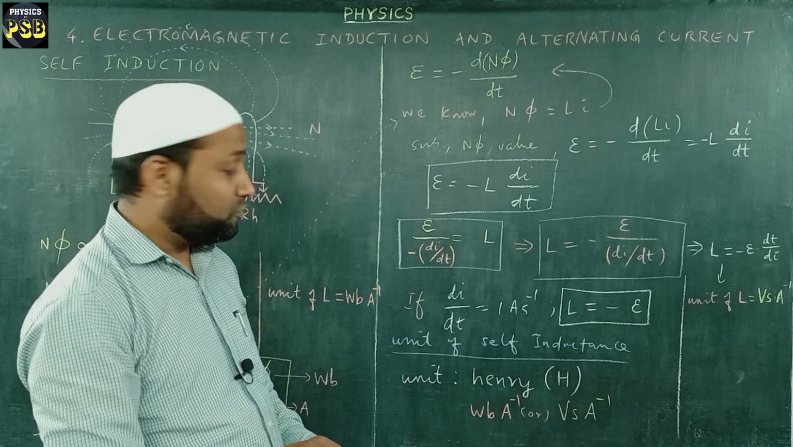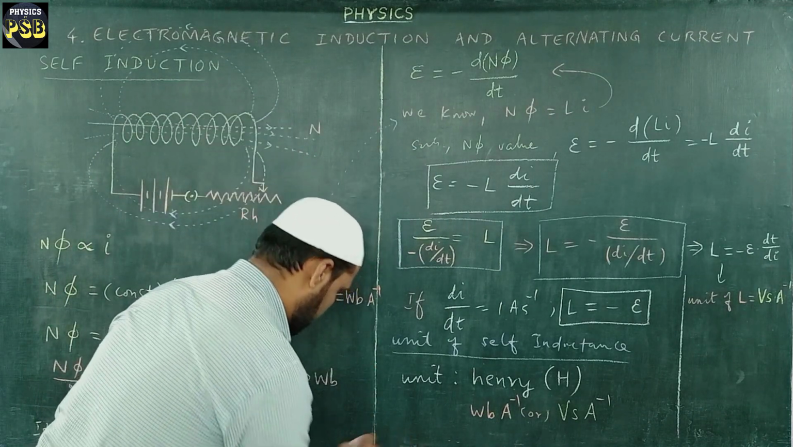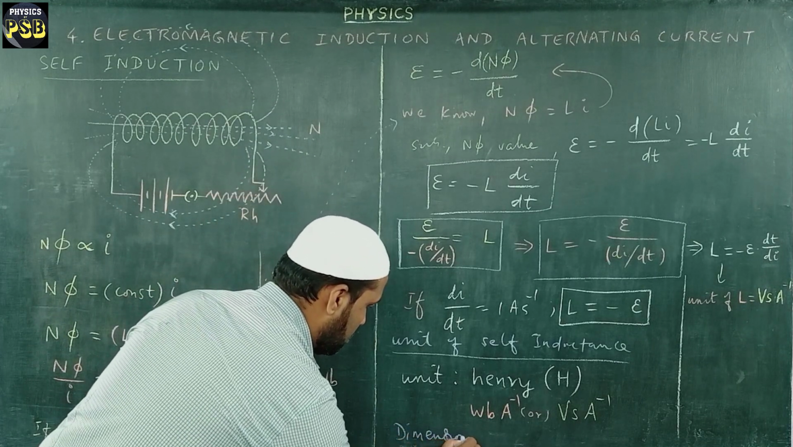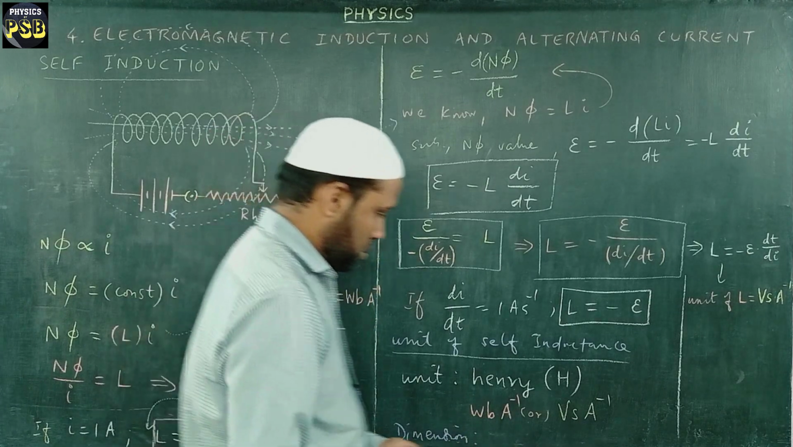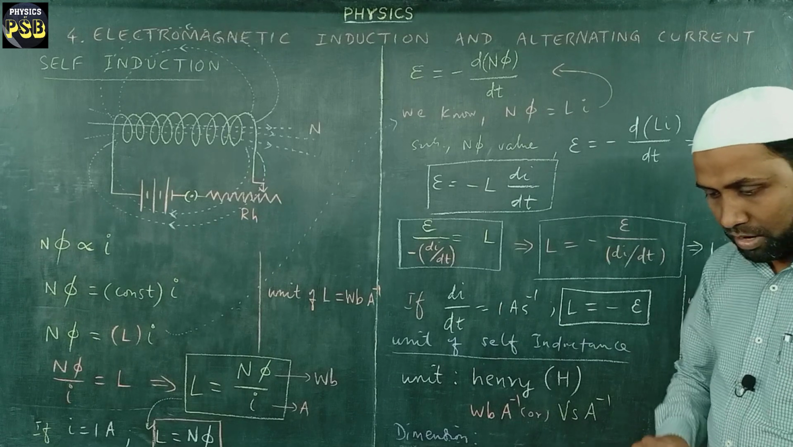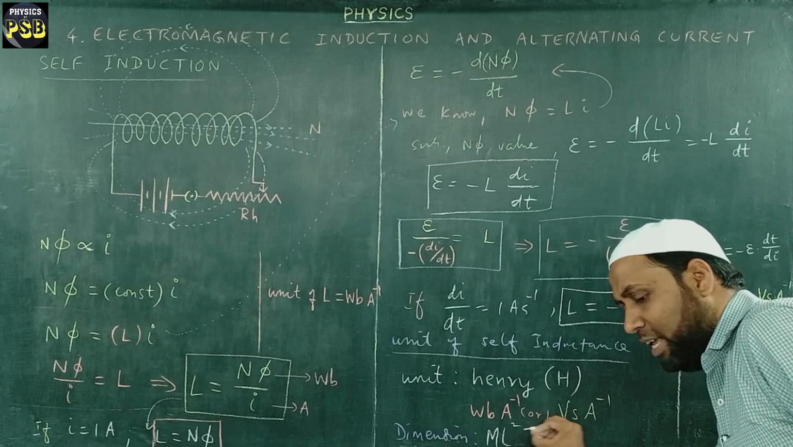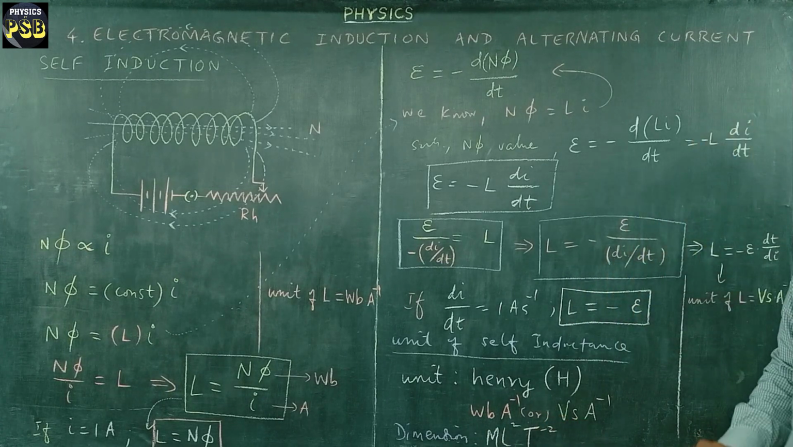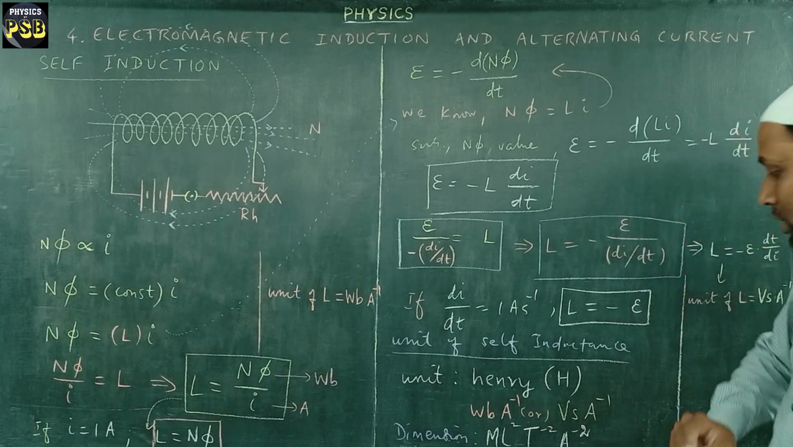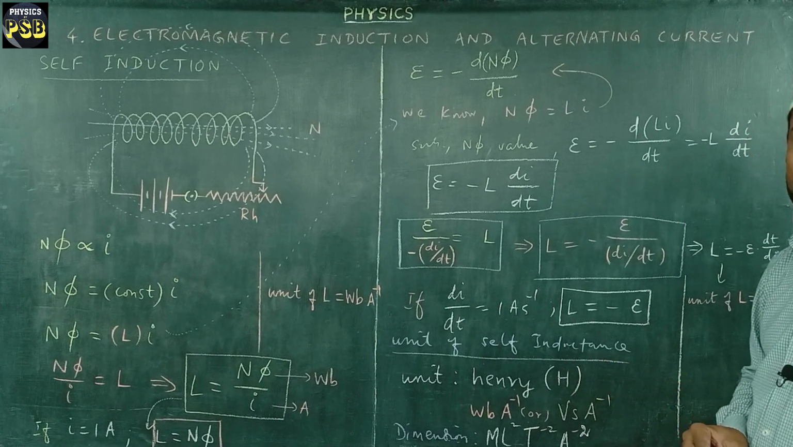And here the dimension of self-inductance is this. Here the dimension is M L squared T to the power minus 2 A to the power minus 2. This is the dimension of self-inductance.